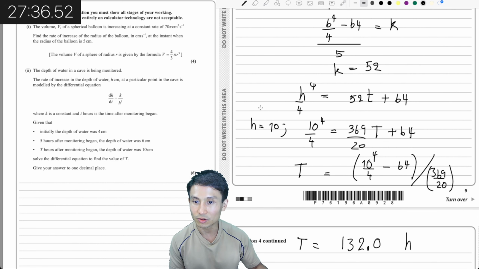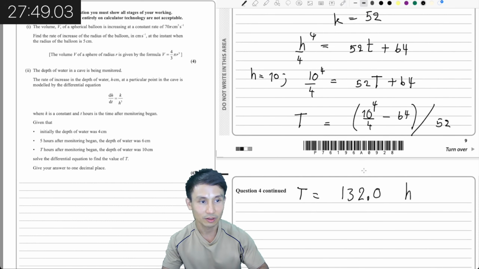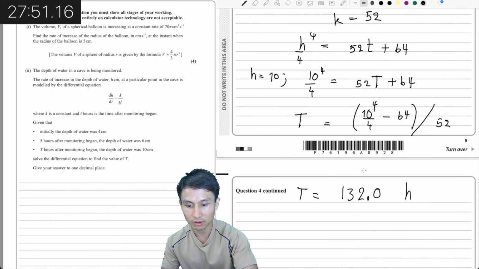And then we put the depth of 10 in. That's fine. This is 52. This is then 52 instead. And then we want to find the value of t. All right. So 10 to the 4 divided by 4.